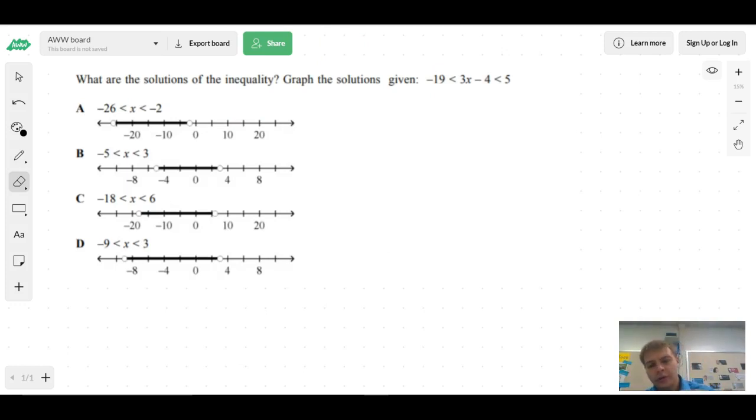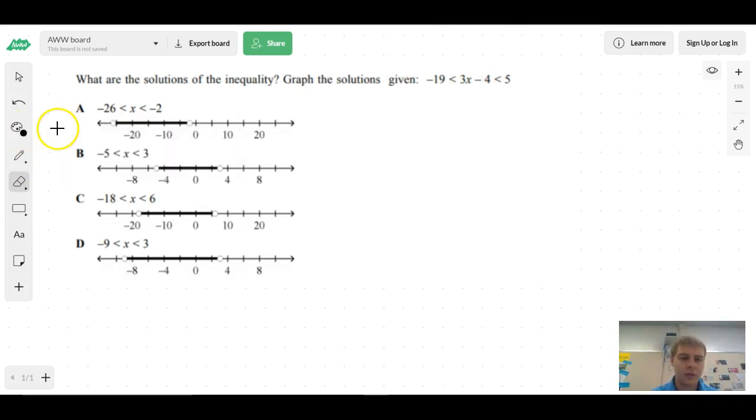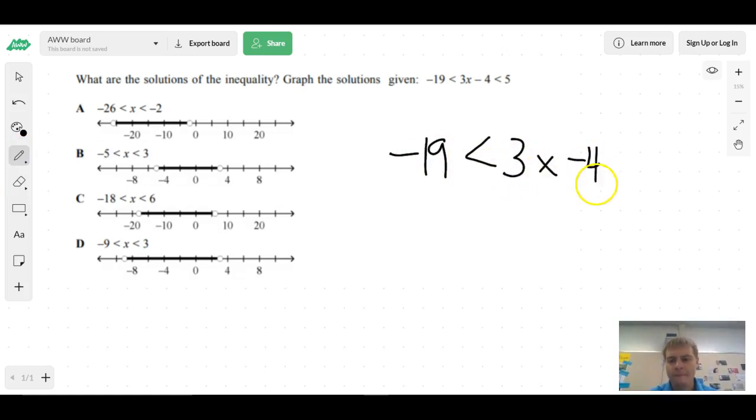Okay, so when we're looking at this, it says what are solutions of inequalities, and then graph the solutions given here. And so this one, it looks a little bit tricky, but it's not as bad as it looks. So when you're dealing with a problem that looks like this, what you want to think about is, I know I want to get the x by itself, so I want to get rid of that 4. Well, how would I get rid of that 4?